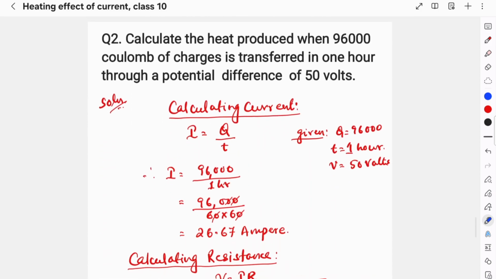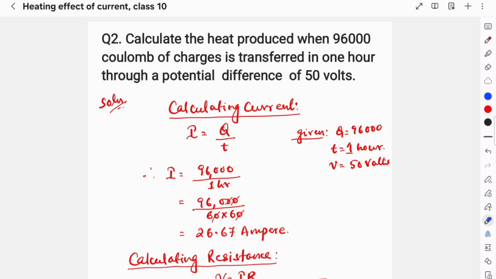This says calculate the heat produced when 96,000 coulomb of charge is transferred in 1 hour through a potential difference of 50 volts. So the voltage is 50, the time duration is 1 hour, and the charge is 96,000 coulomb. Now let's calculate the current.